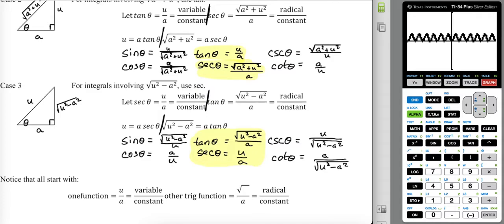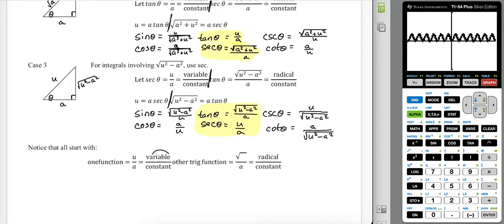So again, all we're looking for is a variable to constant ratio and a radical to constant ratio. Once you have those, you have the two types of equations that are going to be useful for developing the solution, or at least substitutions involving trigonometry.